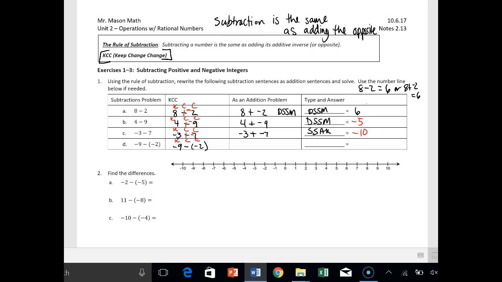Change, change. Now here, we change this to addition, like we always have, and then change a negative 2 into a positive 2. So we go to its opposite, right? Subtraction is the same as adding the opposite. Well, if it's already a negative, its opposite is a positive. All right, so we have negative 9 plus positive 2, or just plus 2, right? Negative 9 plus 2, you could say. So that's DSSM. Different signs, subtract, keep the sign that has more. We have more negatives, so 9 minus 2 is negative 7. All right, this is confusing.